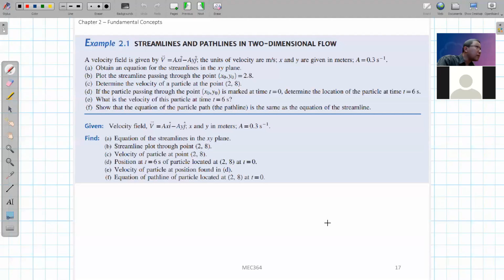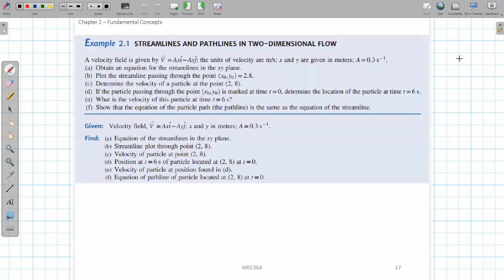Professor, you're not sharing your screen. Oh, I'm not sharing? Oh, no. Sorry. Let me share my screen. Can you see my screen now? Yes, I can see it. Please read this problem description before I go through it.